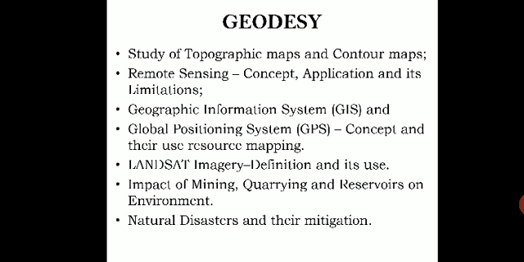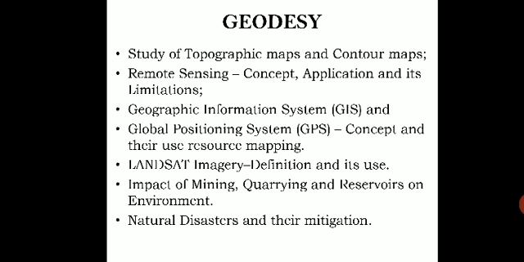So what is remote sensing, what are its applications and limitations, then what is GIS, that is geographic information system, then GPS, that is global positioning system, the concept and their use in resource mapping. These are all the important concepts from this module. Then we are going to discuss Landsat imagery, what its definition is and what the uses of Landsat imageries are, that is the satellite images which the satellites are continuously sending of the earth.